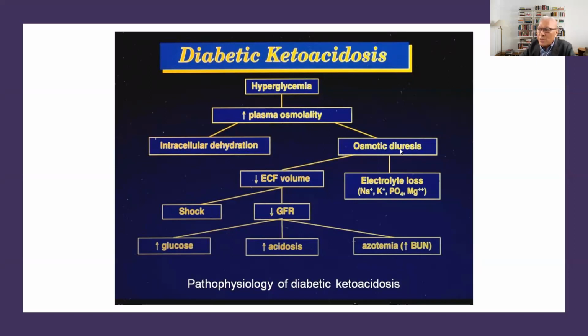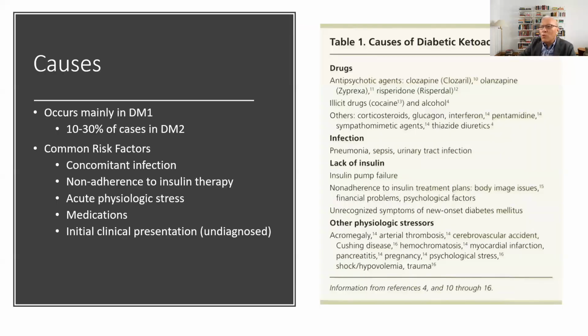Now, when you have diuresis, you're going to have a decrease in your extracellular fluid volume, which therefore leads to acidosis, and then, of course, to shock. And as a result of the osmotic diuresis, you will also have electrolyte loss. And that is why in diabetic ketoacidosis, electrolyte monitoring is always going to be very important. Okay? All right. So what are some of the causes of diabetic ketoacidosis?